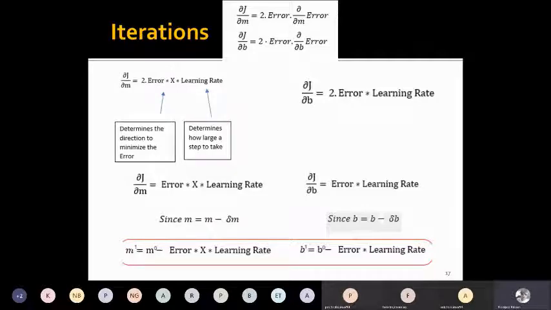Perhaps we can start with 0.5, and then we can experiment based on our particular example or data set by slightly increasing and decreasing, to see where we are getting good performance. And finally, what we do is decide the new m in the next iteration by changing the previous value by this error into x into learning rate, and the same way we change the value of b, and we keep on changing b.